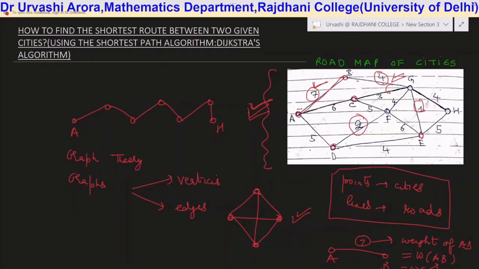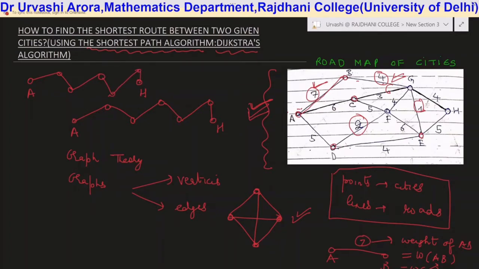So when you regard this roadmap as a graph in graph theory, then we can find the shortest route joining the point A and the point H, or the vertex A and the vertex H, by using an algorithm called the shortest path algorithm. The shortest path algorithm that we are going to use in this video for solving our problem is called Dijkstra's algorithm. So this is an application of Dijkstra's algorithm that I'll be describing in this video, of finding the shortest route between two given cities A and H.